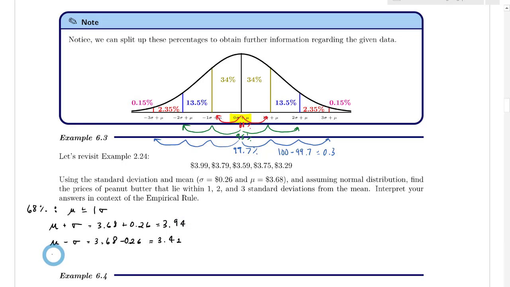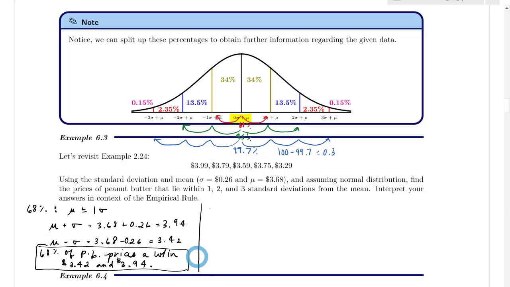Okay, so this just means that 68% of peanut butter prices are within $3.42 and $3.94. So that's all it says. It says when you just take one plus or minus, 68% of your data will lie there.